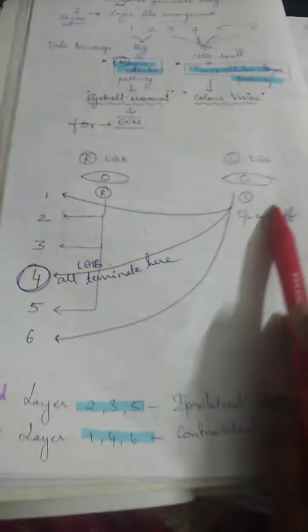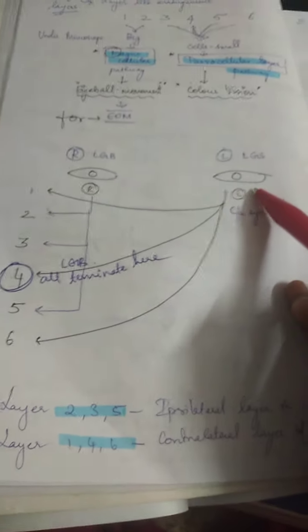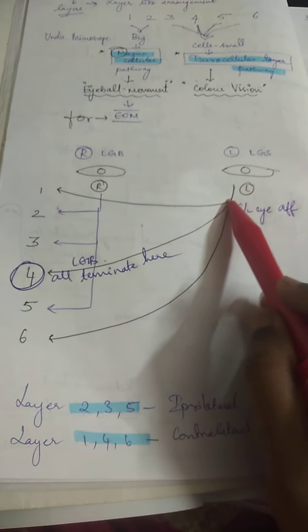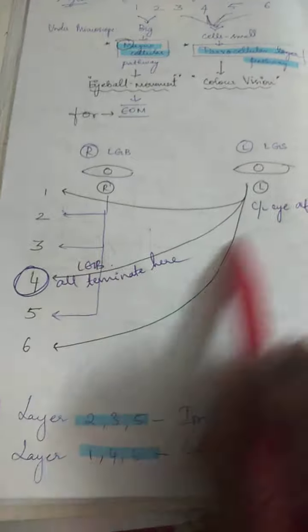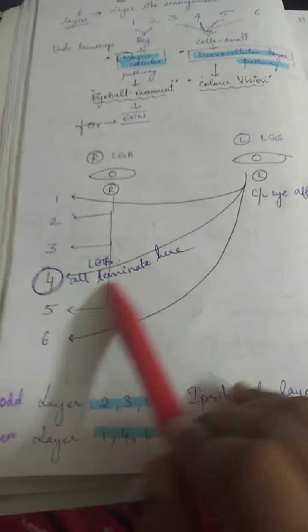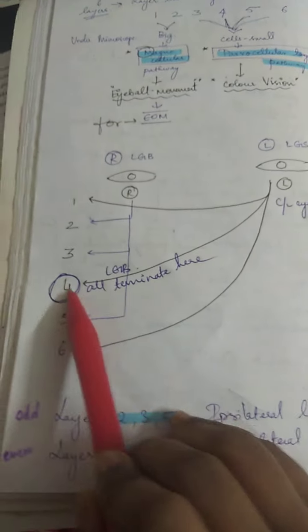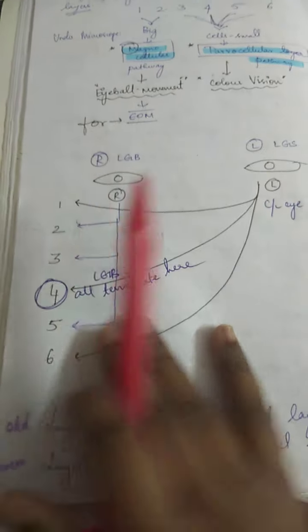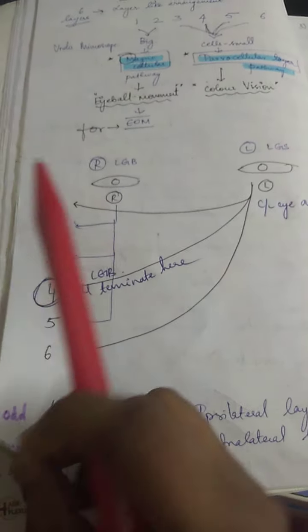relay there. Now if this is the right eye and this is the left eye, from the contralateral eye, all these senses are going to go and relay on layers 1, 4, and 6. In the ipsilateral eye, they go to 2, 3, and 5. Now most of the lateral geniculate body neurons will terminate in layer 4, especially layer 4C. So this is regarding the magnocellular and the parvocellular pathway.